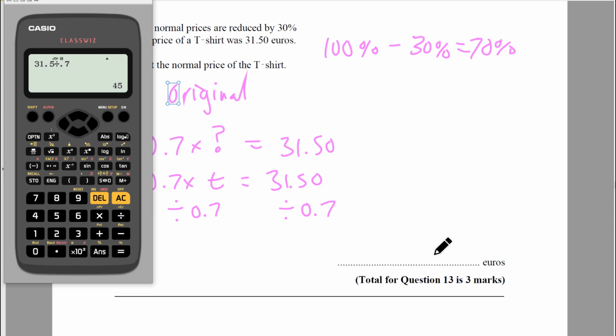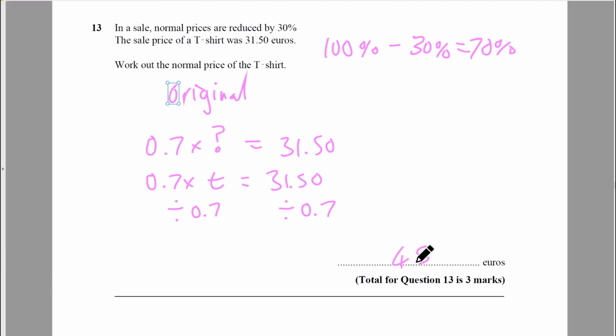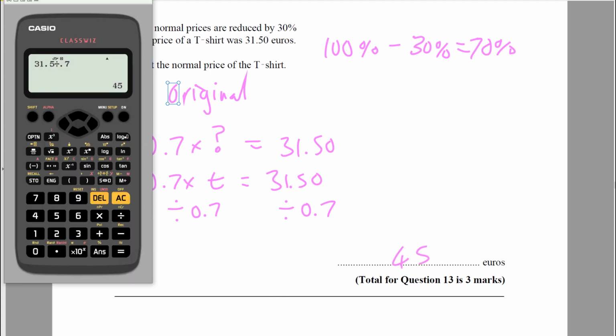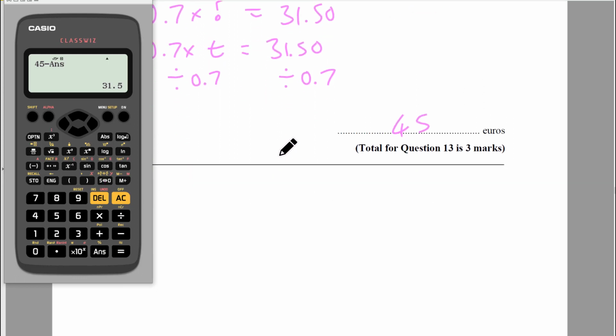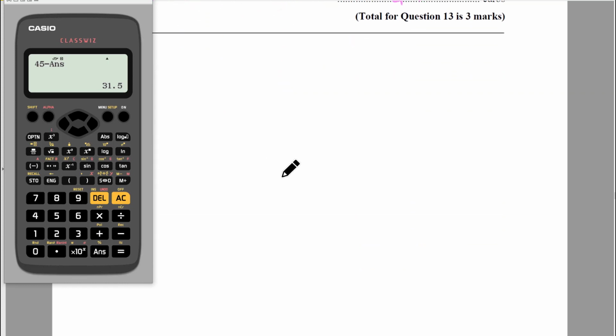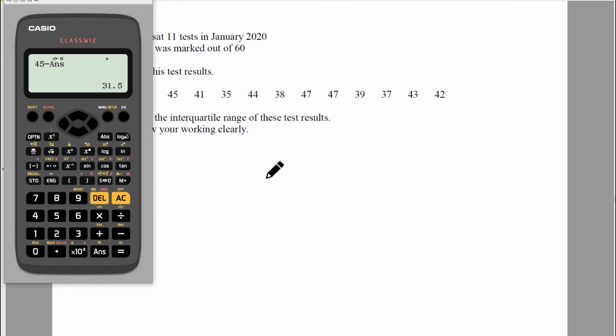That's 45 euros. Can you double check or go back? 45 times 0.7, because it's 30% discount, is 13.5, and 45 minus 13.5 is 31.5, so that is correct. Easy peasy.